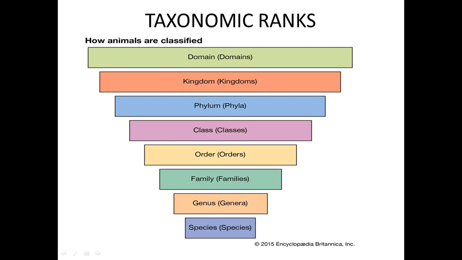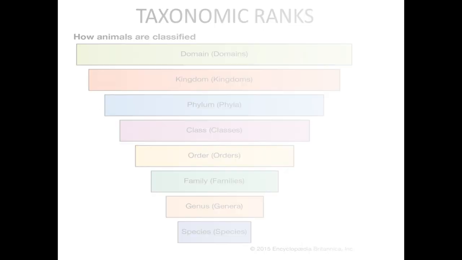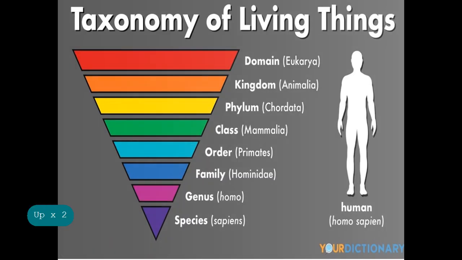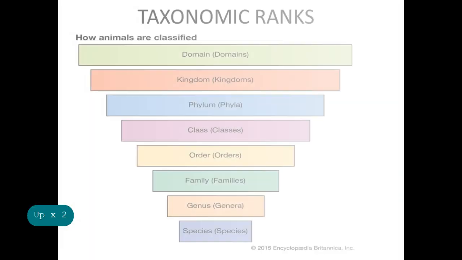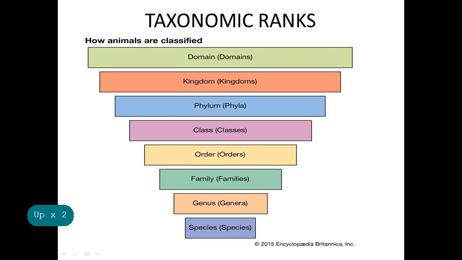The domain, as we said earlier, has 3 groups, and the 3 groups are what we call the 3 domains. We are going to look at them in the next slide. Each of these domains has subgroups. The subgroups of the domains are what we call the kingdoms. Now, kingdoms have subgroups too. The subgroups of the kingdoms are what we call the phylum, phylum as in singular and phyla as in plural.